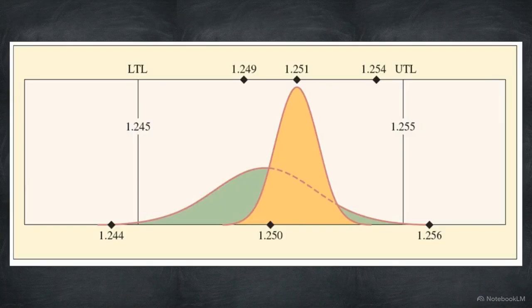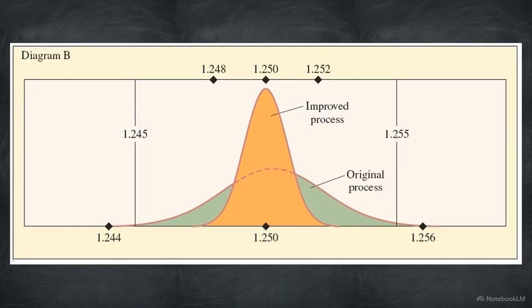Here, the orange curve is narrow, meaning variation is low, but the entire mean has shifted off-center, meaning the process is throwing defects. This chart shows an improved, capable process. The standard deviation is reduced, creating a tall, narrow orange curve fitting safely inside the limits. A CPK of 1 or greater indicates a capable process with an extremely low probability of defects.